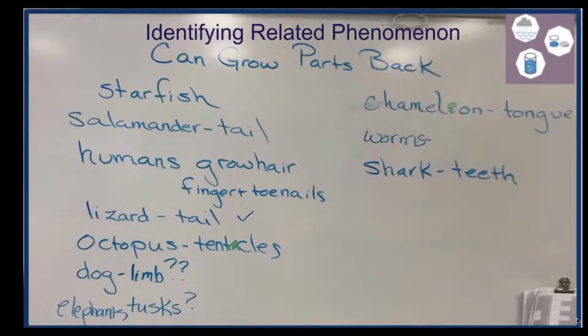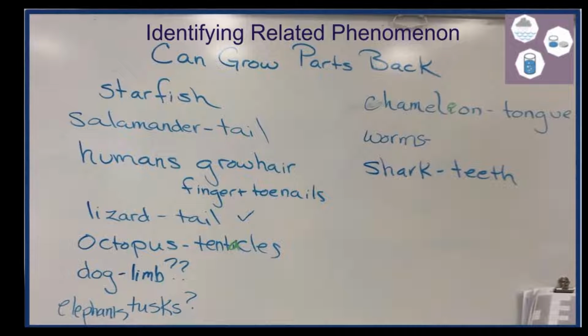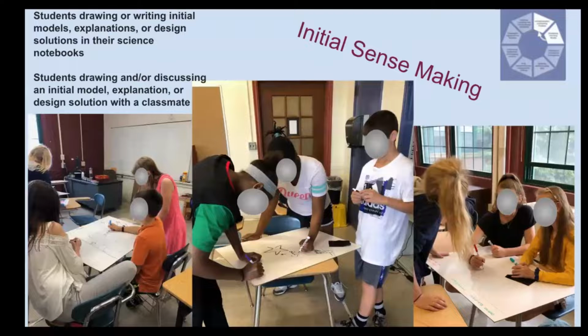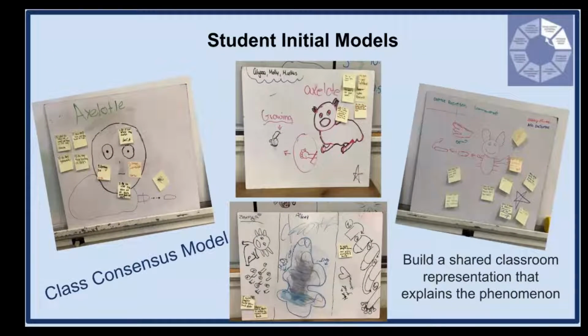After viewing the video, students had a discussion and identified related phenomena. All contributions were welcomed and recorded. Next, students tried to make sense. Here they are in small groups making scientific models to explain their initial thinking about how an axolotl can regenerate limbs. This is a formative assessment and will give you a baseline to measure what they understand by the end of the unit. Here are their initial models.